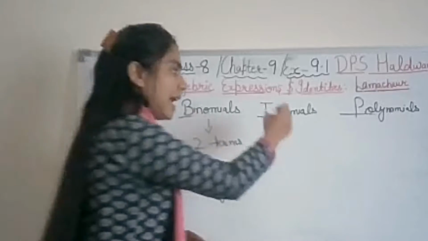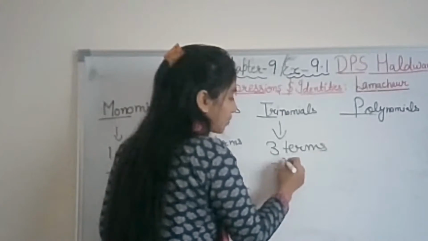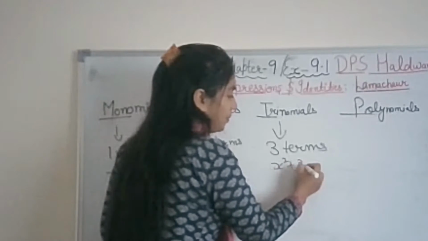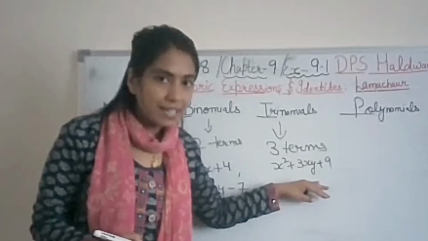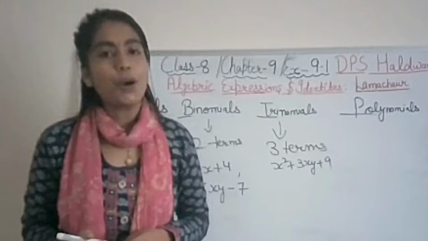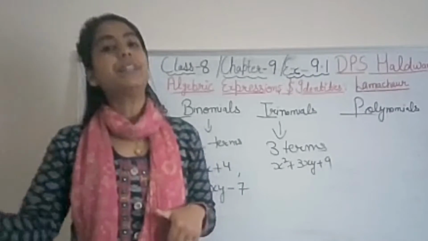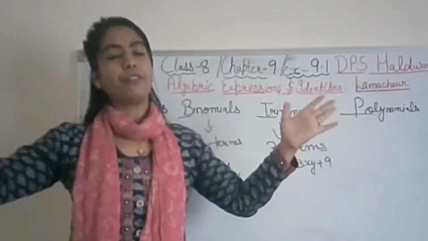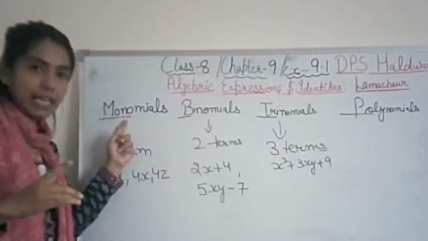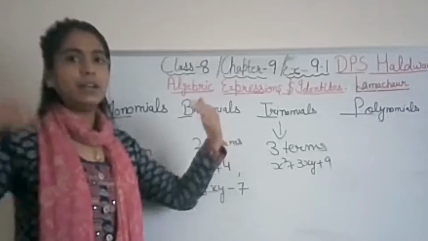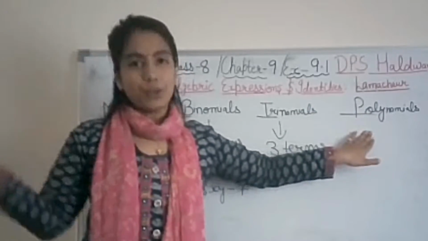Now a trinomial means having three terms. For example, x square plus 3xy plus 9. In this expression we have three terms, so this is called a trinomial. Now what is a polynomial? A polynomial means more than three terms, or you can say n number of terms. Any number of terms counts as a polynomial. One term, two terms, three terms, four terms, any number of terms is generally called a polynomial.